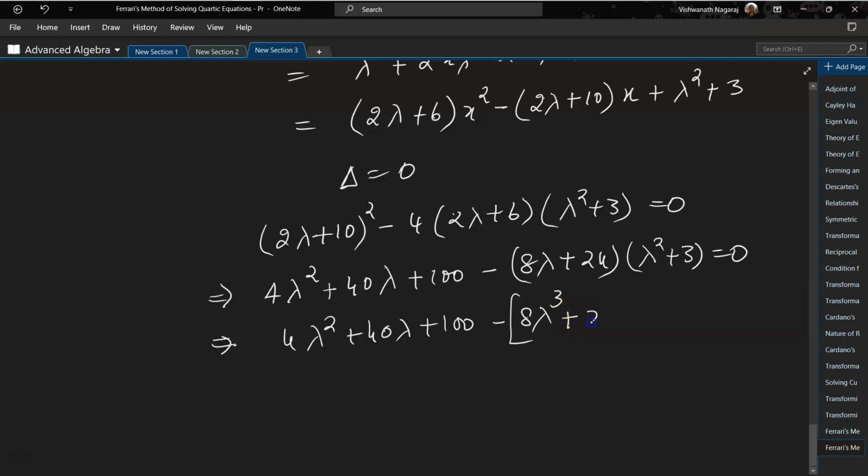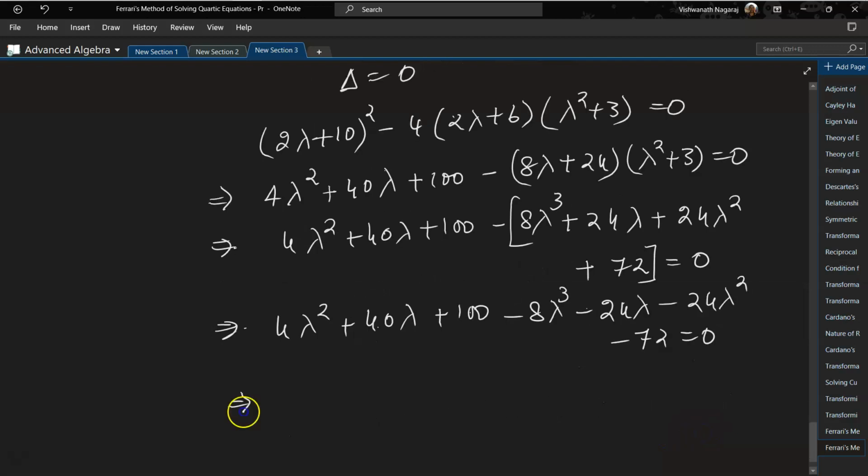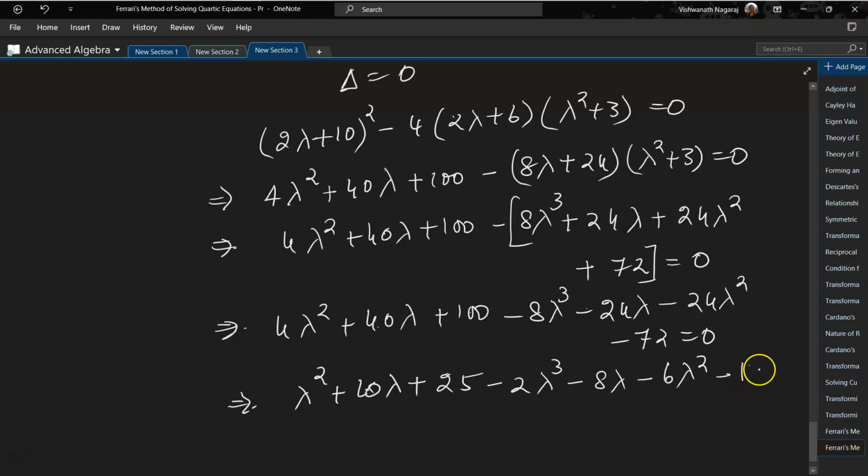Then we have 3 8 24 lambda plus 24 lambda square plus 72 is equal to 0. So this becomes 4 lambda square plus 40 lambda plus 100 minus 8 lambda cube minus 24 lambda minus 24 lambda square minus 72 equal to 0. Now let's see whether we can divide everything by 4. Yes. So lambda square plus 10 lambda plus 25 minus 2 lambda cube minus 8 lambda minus 6 lambda square minus 4 1s 4 4 8 32 equal to 0.